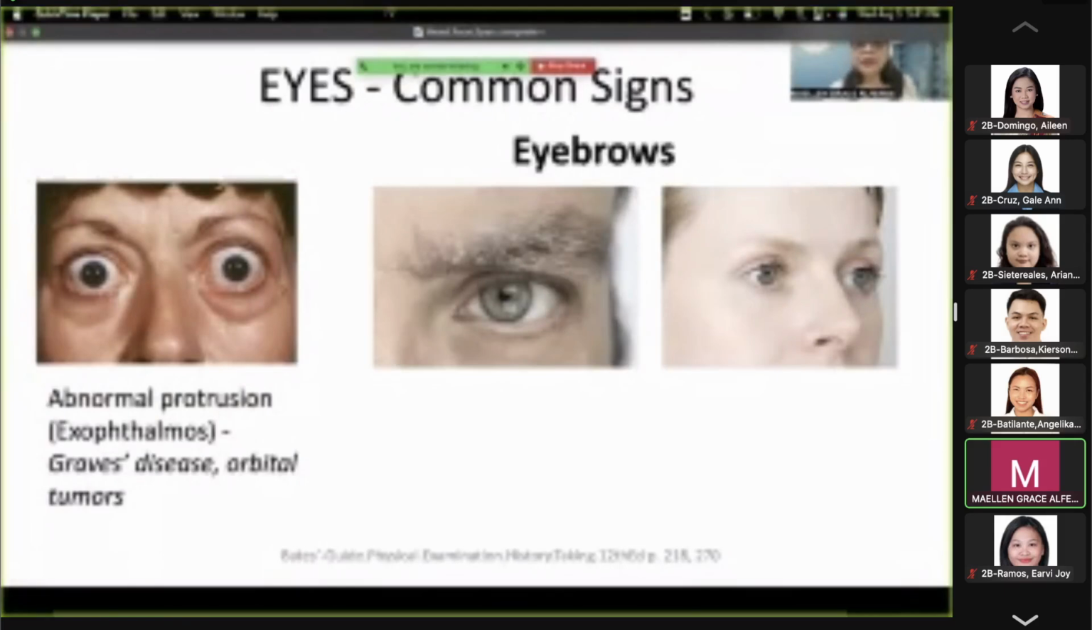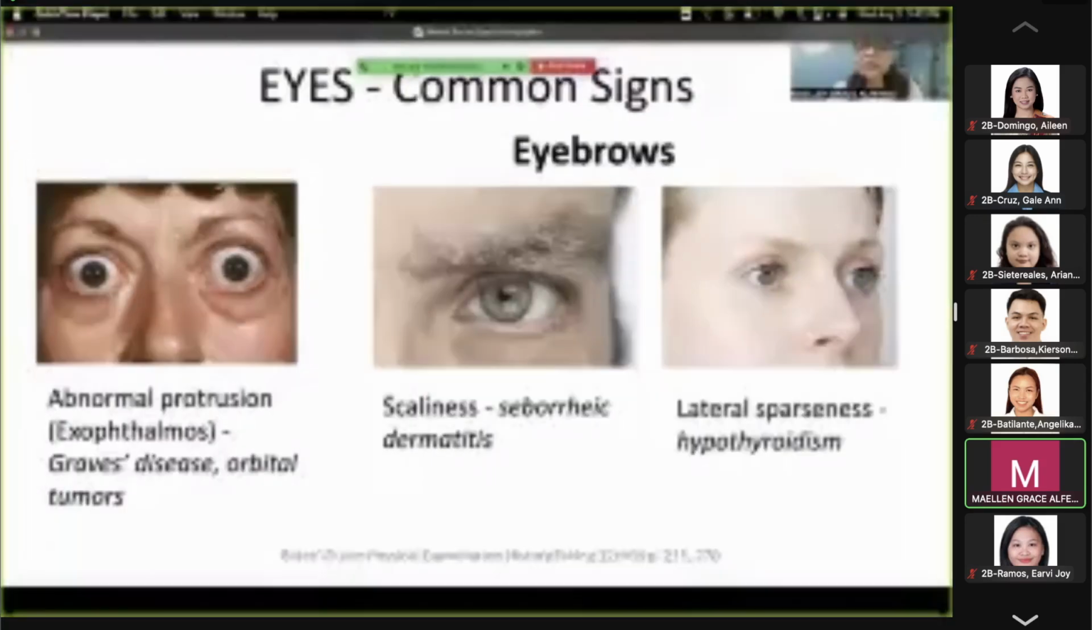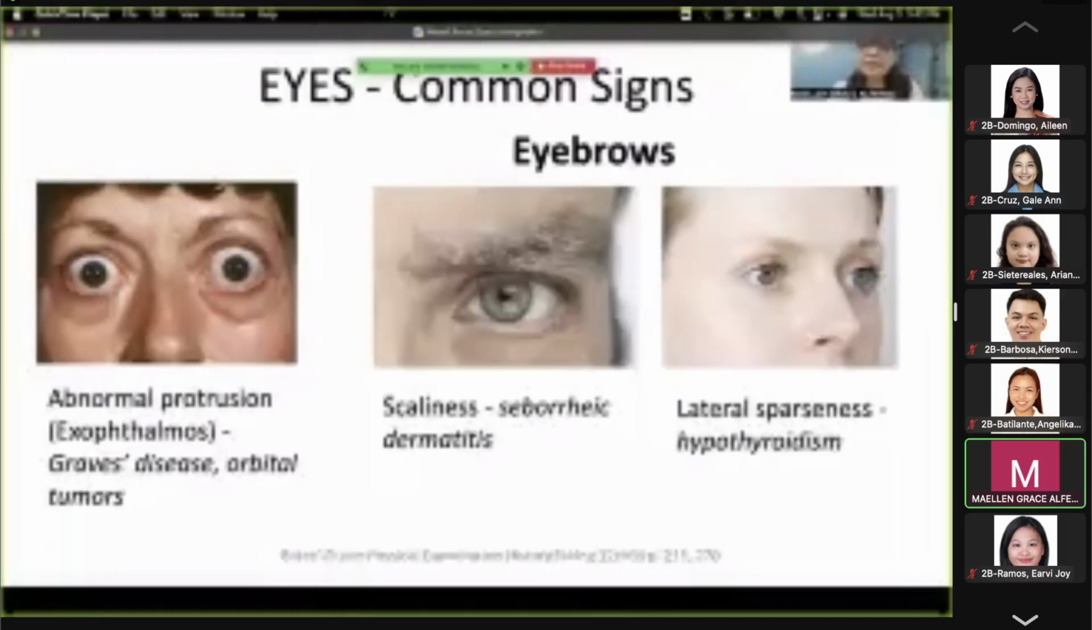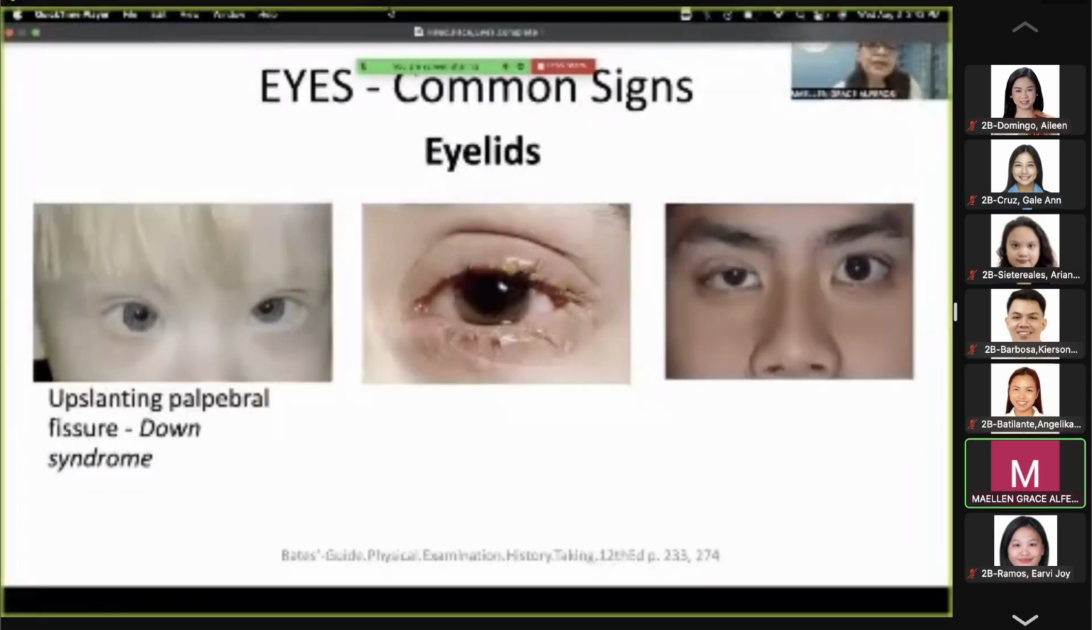On examination of the eyebrows here, you will see that there is scaling or scaliness, and you see this one in seborrheic dermatitis. Now, on the last picture of the eyebrows, you will see that there is lateral sparseness or lateral thinning of the eyebrow that is seen in hypothyroidism. Now we go to the lids and the palpebral fissure. So you see an upslanting of the palpebral fissure here. Okay, so the palpebral fissure goes upward, and you see this one in Down syndrome.